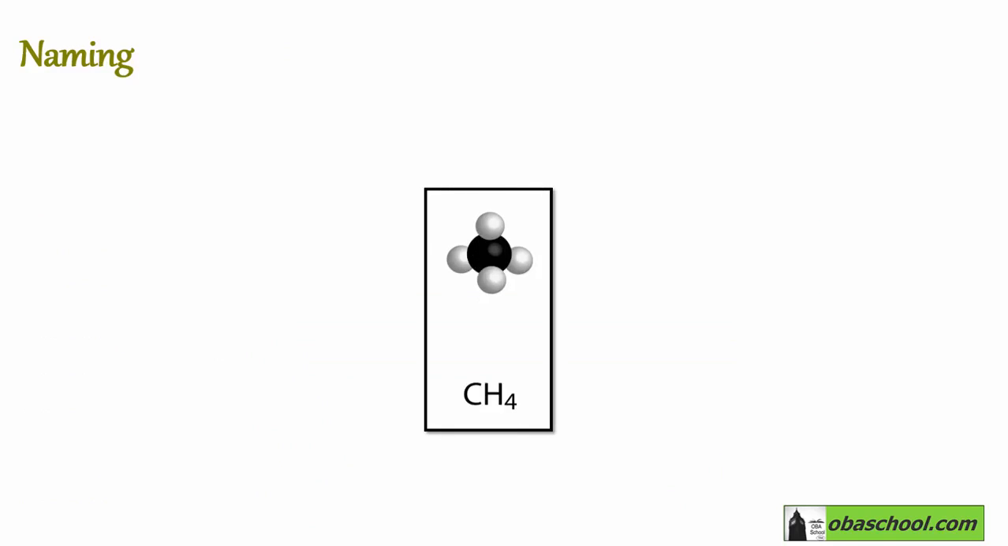Let's take some examples. So in this molecule, we have one carbon atom, which is the black one. So the root will be meth. And this carbon atom is bonded by single bonds to 4 hydrogen atoms. So we will add ane, and thus the name will be methane.